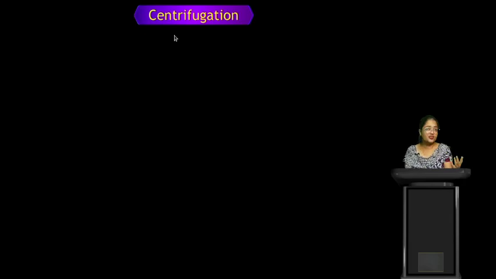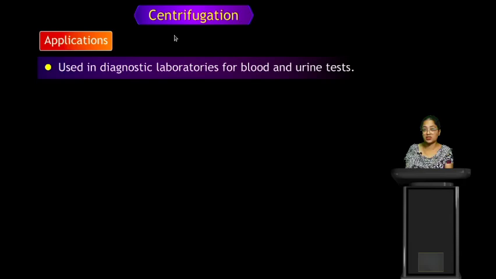Now, centrifugation. Where do we use centrifugation? We understood we use it at home. We understood we use it in the laboratories. But what are the other places where you can use the centrifugation method? Let's see the applications of centrifugation. Where do we use this method? Here, it is used in diagnostic laboratories for blood and urine tests.